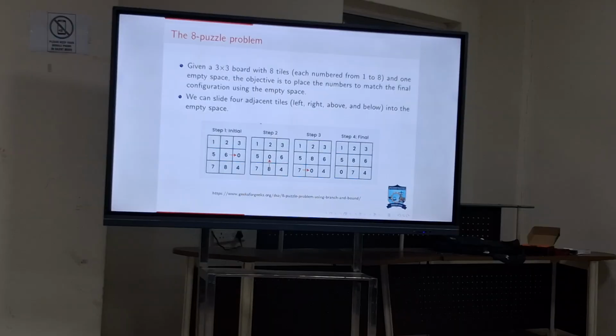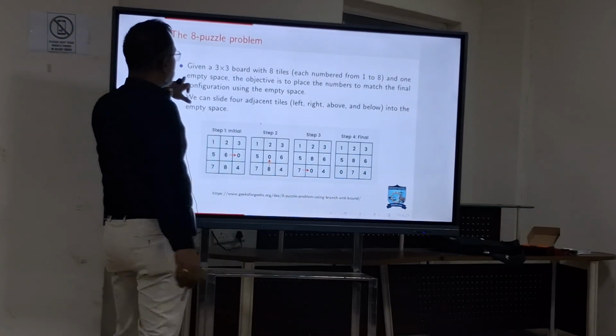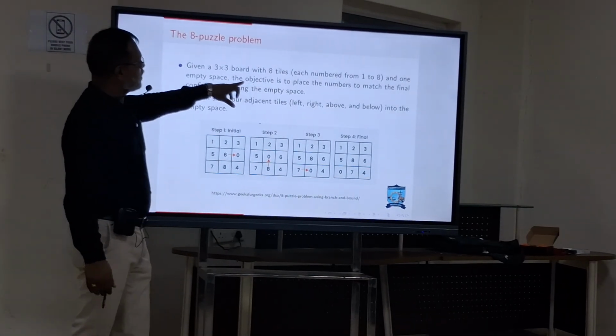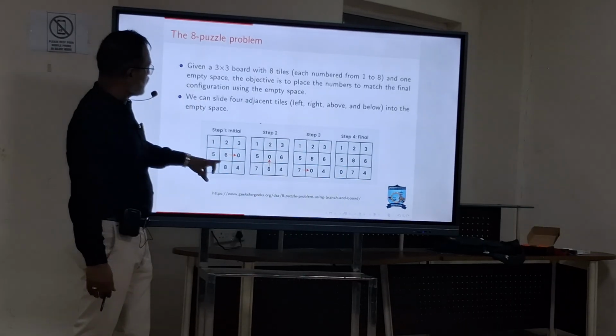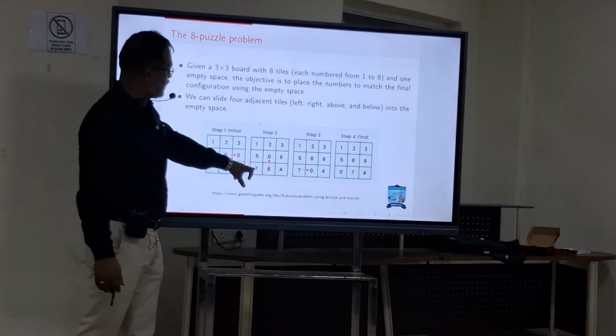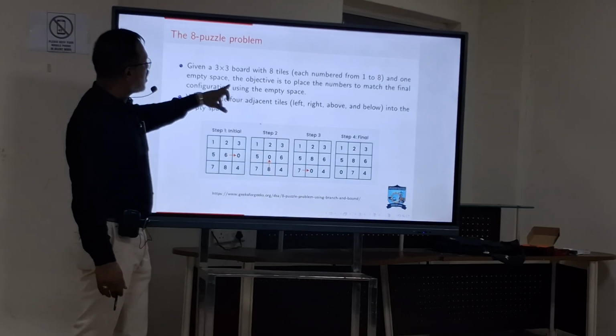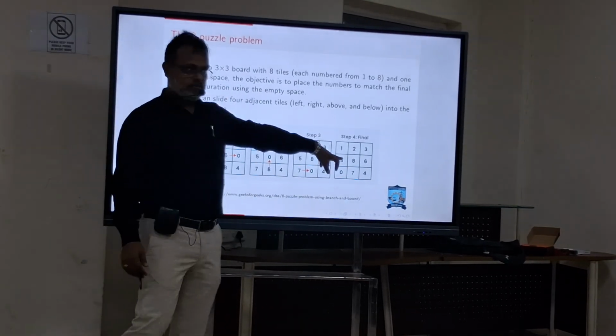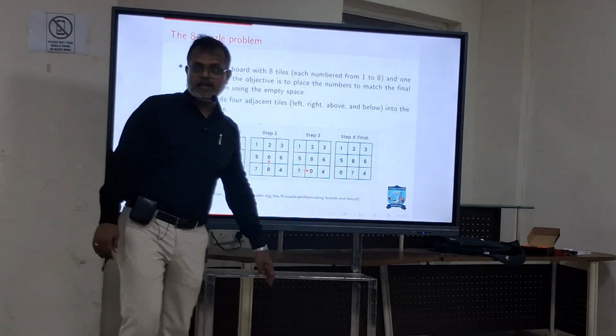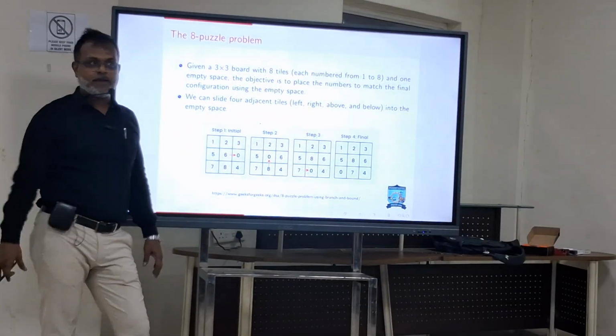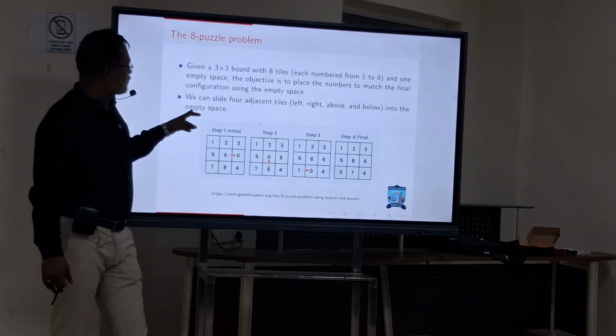So you see the goal state is 1, 2, 3, 4, 5. In this case, this is the goal state, but the goal state can be different. Okay, you can give any goal state. So what are the moves? The 8 puzzle problem is a 3x3 board with 8 tiles, each numbered 1 to 8, and 1 empty space. The objective is to place the numbers to match the final state. So you are given this, and how quickly, with the minimum number of steps, you achieve it.